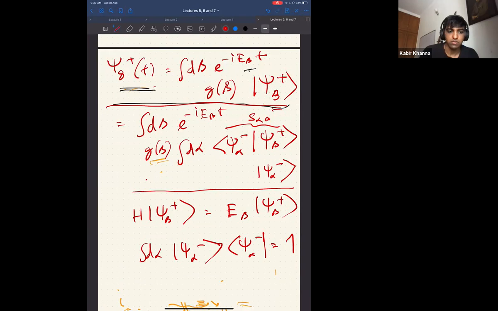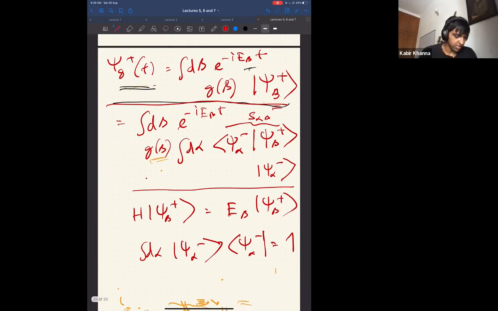Sir, I have a question about where you found that residue, e to the power delta E t over h bar. Could you go to that part?